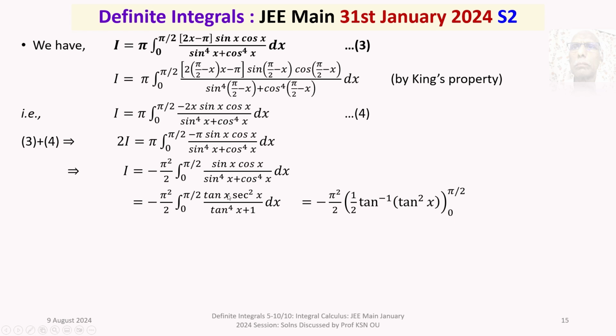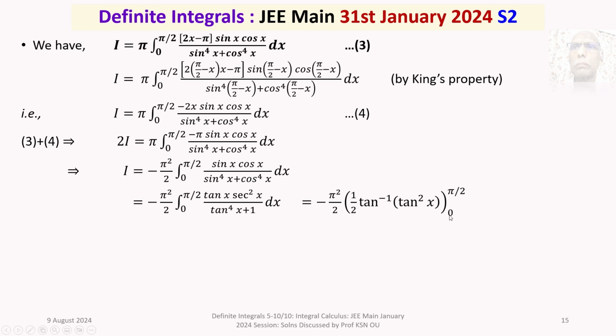2 tan x secant square x, that is, the derivative of tan square x is 2 tan x secant square x, and here we have tan x secant square x by this. So if you integrate this one, it will be 1 by 2 into tan inverse of tan square x, tan inverse of t, and this 1 by 2 is because 2 is missing here in the derivative.